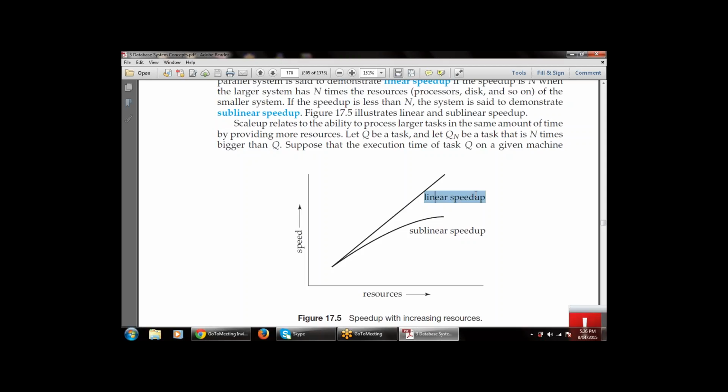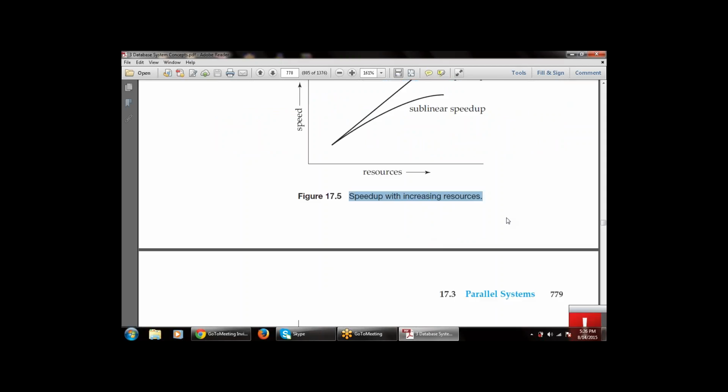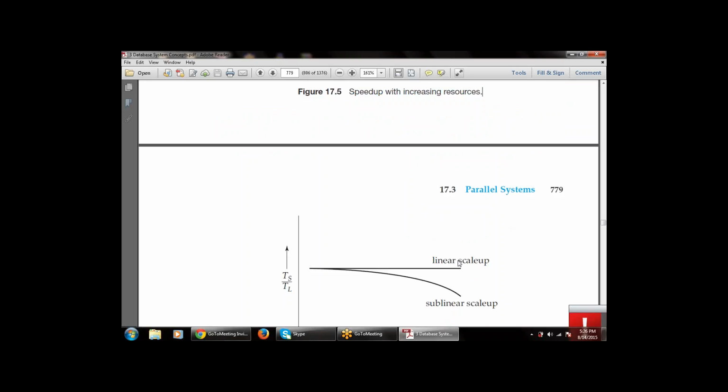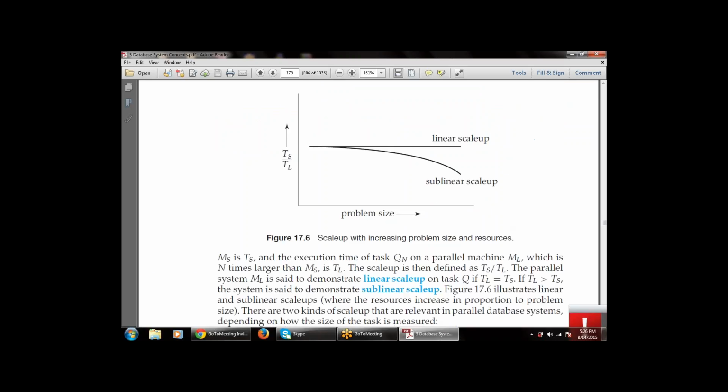So this is a linear speed up and this is a sublinear speed up. This is a speed up with the increasing resources. Here TS is the execution time of the task Q on the smaller machine MS, and TL is the execution time of the task Qn on a parallel system ML that is n times larger than MS. The scale up is defined as TS divided by TL.